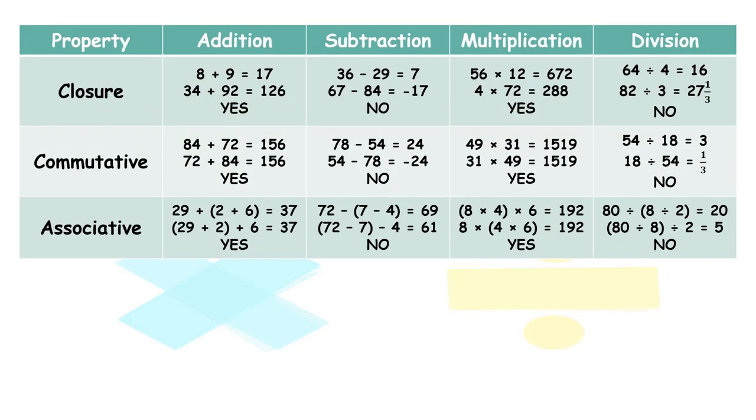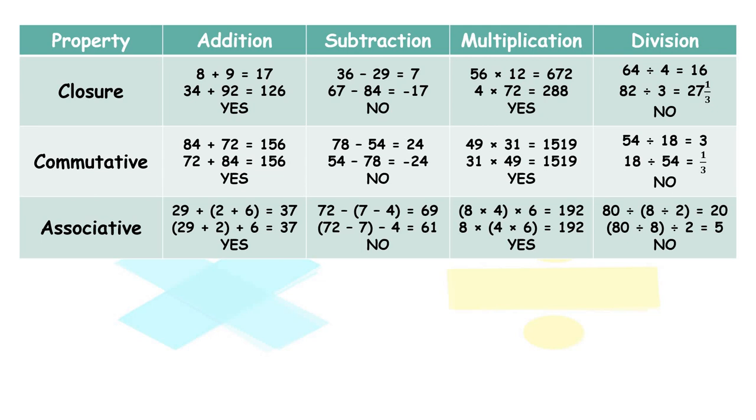We studied different properties in this chapter with respect to these four operations: addition, subtraction, multiplication and division. Okay, so let's recapitulate all the properties. So these are the three of them. First was closure property. Closure property says that whenever we apply a particular operation on two or more whole numbers, then we should get a whole number only as the answer.